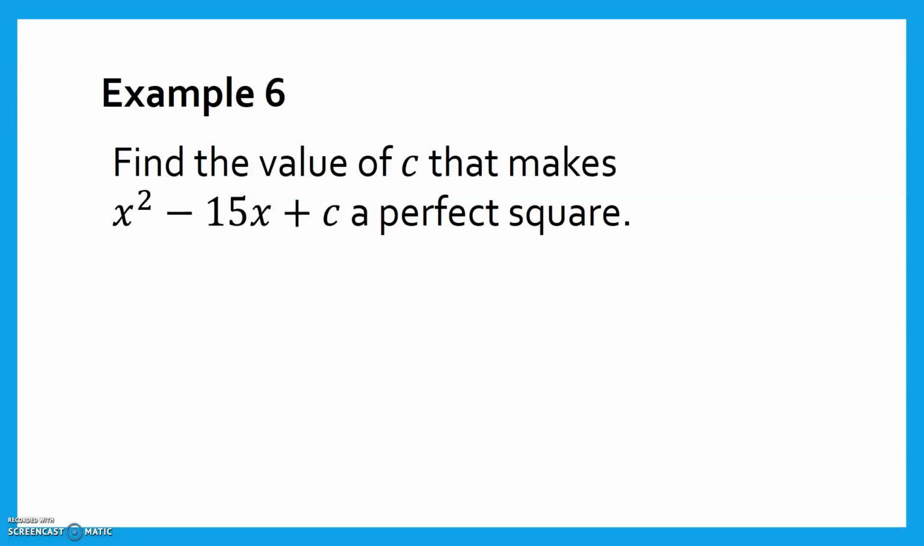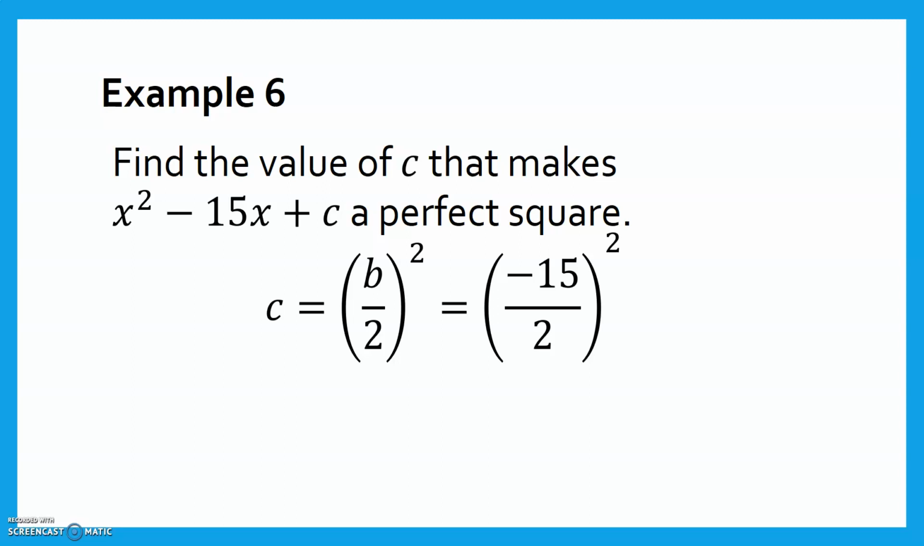Example 6. Find the value of c that makes x squared minus 15x plus c a perfect square. All right, well, c equals (b divided by 2) squared. b is negative 15, so I have negative 15 divided by 2, squared. Again, 2 doesn't go into 15 evenly, so I'm going to use a decimal. When I divide negative 15 by 2, I get negative 7.5, and I'm going to square that. Again, make sure you're putting parentheses in your calculator if you're using it.